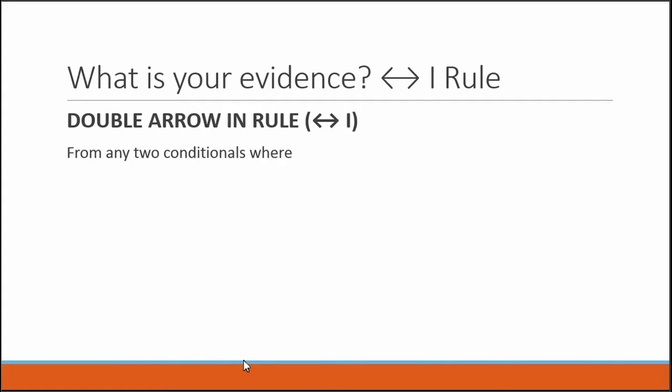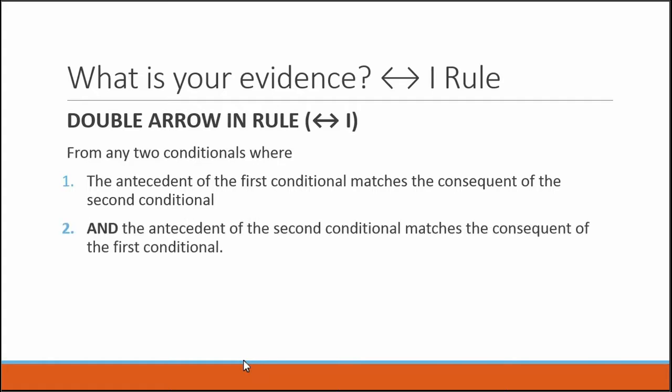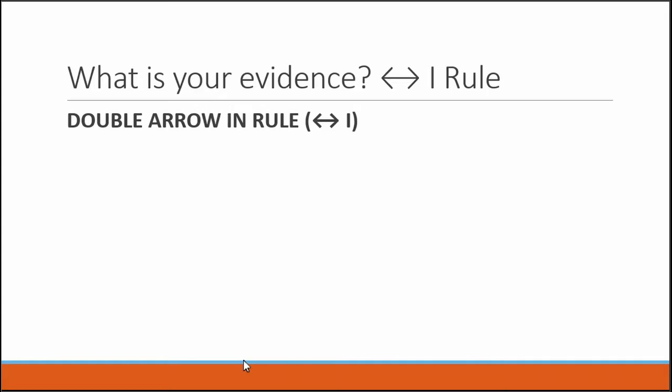From any two conditionals where the antecedent of one of the conditionals matches the consequent of the second conditional, and the antecedent of the other conditional matches the consequent of the first conditional, infer one of the corresponding biconditionals. Again, this is going to make a lot more sense with an example. Suppose we have the two conditionals, if A then B and if B then A.